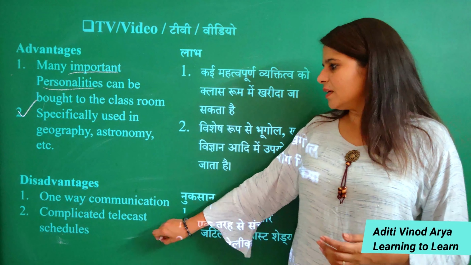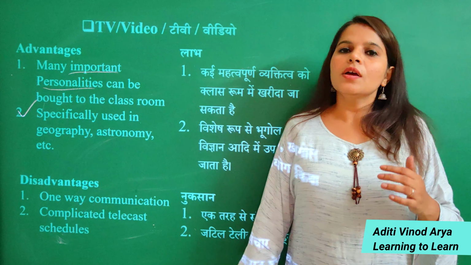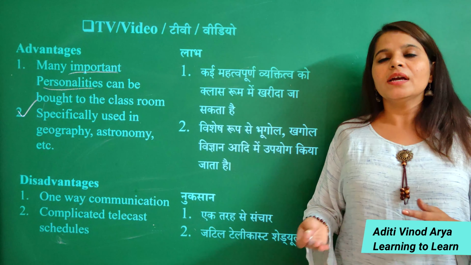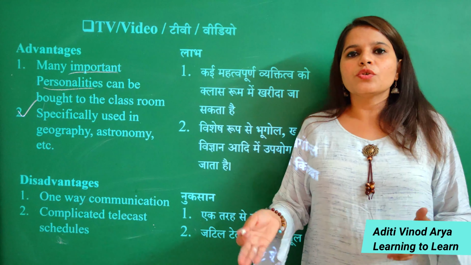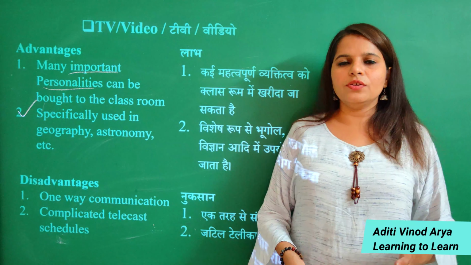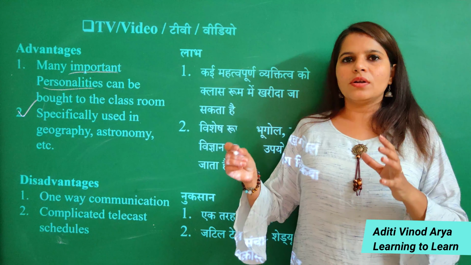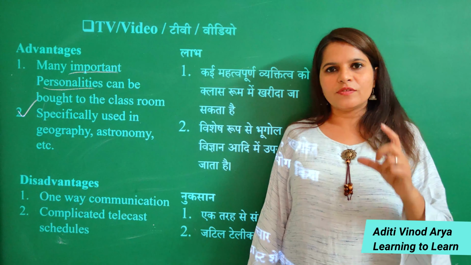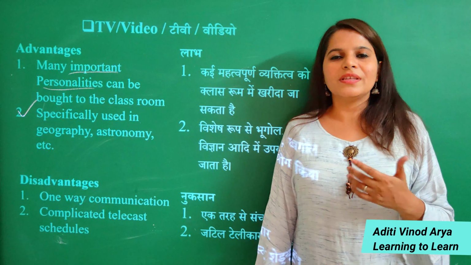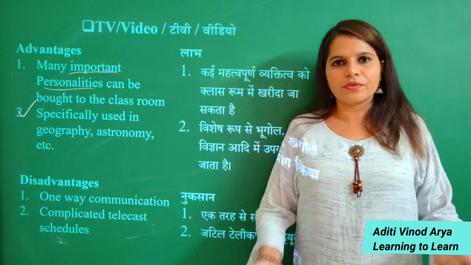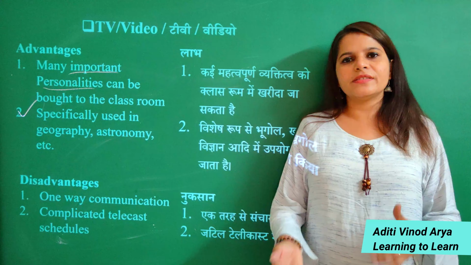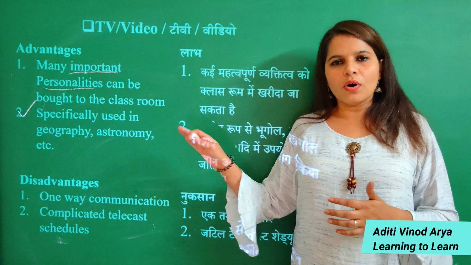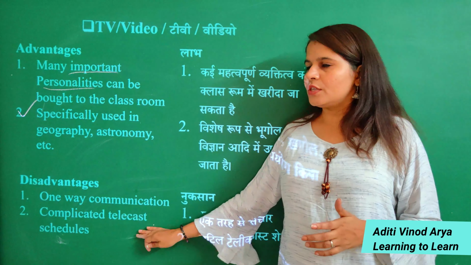Now the last is, it is a complicated telecast schedule, because it involves electricity and sometimes internet as well. So you need to have all the things together. You need to have the projector or the big TV screen, then you need to have your laptop, you need to have the PDF document or the images or the videos, and electricity as well, all together at the same time to make this particular thing possible. So all these things are the advantages and disadvantages.